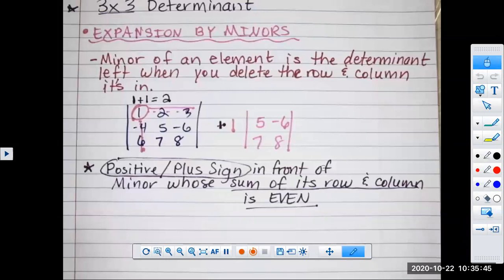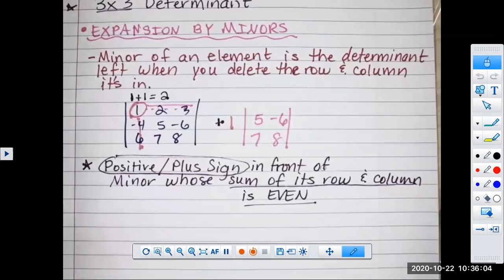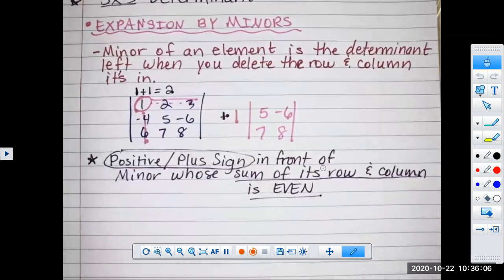Expansion by minors is definitely not my favorite thing, but we show you expansion by minors because that's the only way you can calculate a, well, it's not the only way you can do a 4x4. You do have to use minors, so anyway, you'll see expansion by minors in higher level math too, like calculus and some other courses in college.